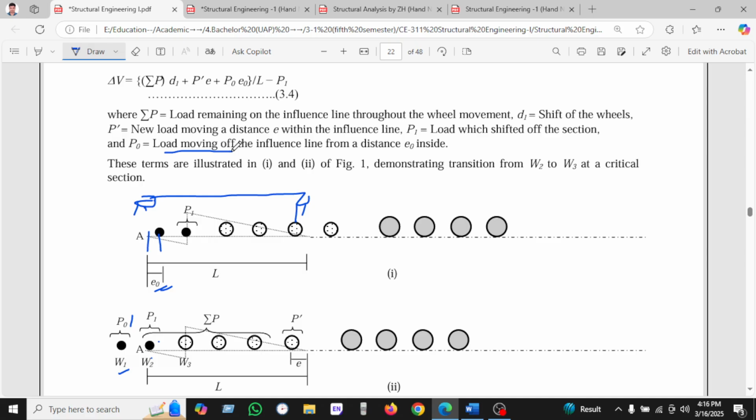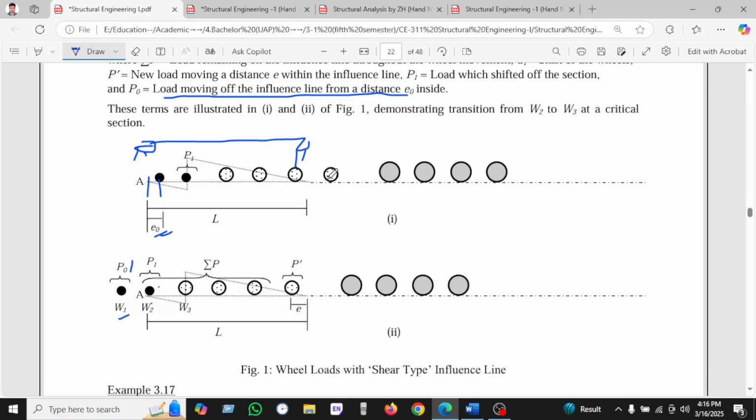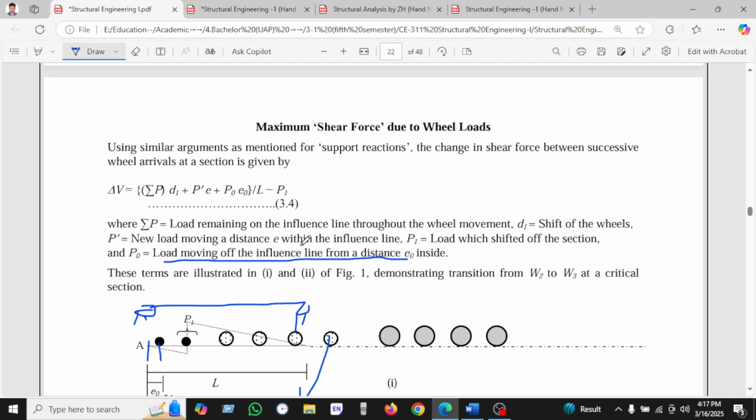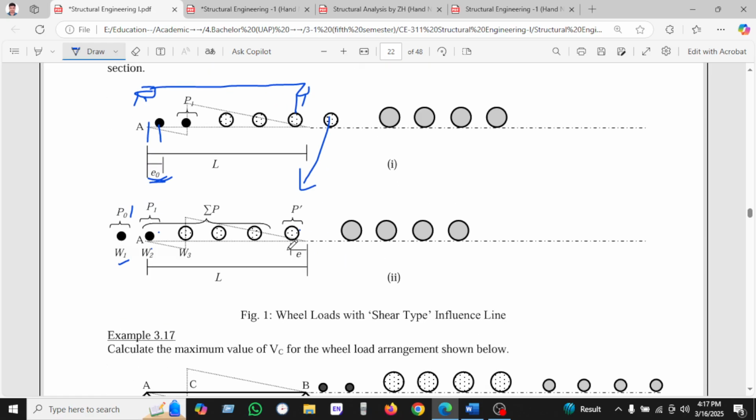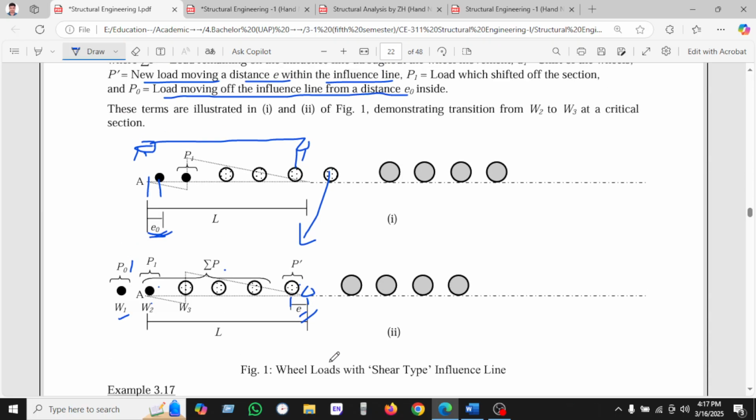So P naught is the load moving off the influence line, from the distance of E naught. And another wheel is inserted, which is P prime, as we see here. The new load is moving in at distance E within the influence line. This is the distance of P from the support, called E, and the rest of the wheels are called the summation of P, and this is the length L. This is the wheel load shear type influence line we have seen here.